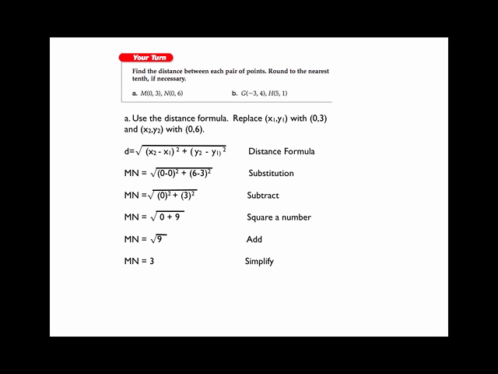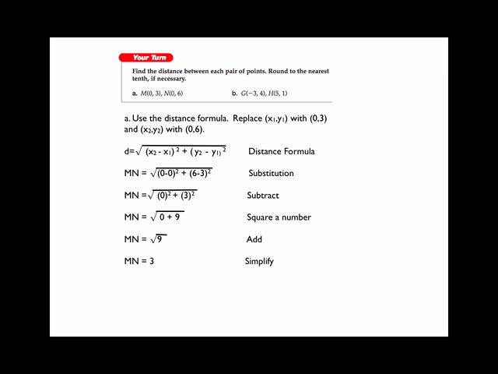Let's try it together. Let's find the distance between each pair of points. We're going to round to the nearest tenth if necessary. Let's start with the first set of points in example A. We have M is (0, 3), N is (0, 6). So again, we're going to use our distance formula. We're going to replace the point x1, y1 in our formula with our first point, (0, 3). We're going to replace the point x2, y2 in our formula with our second point, (0, 6).